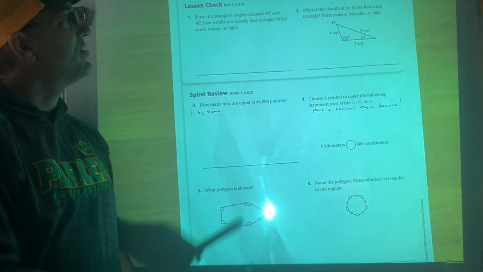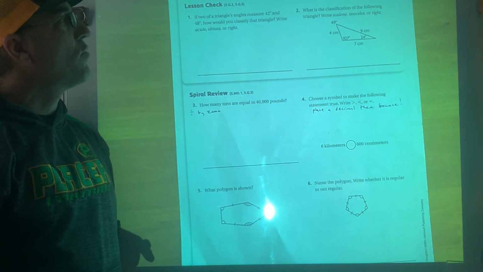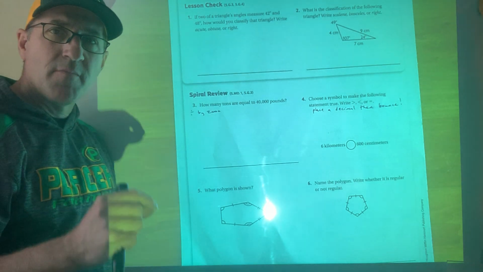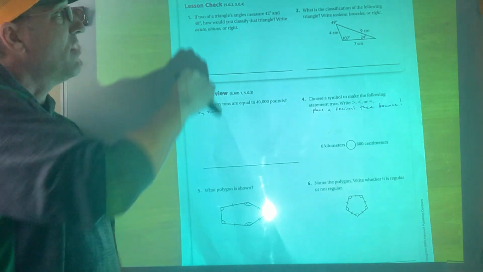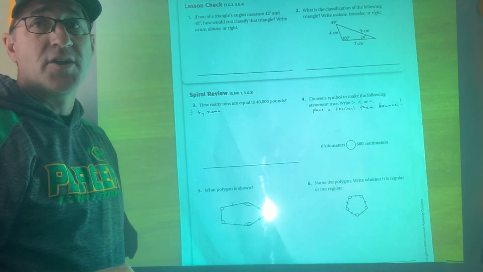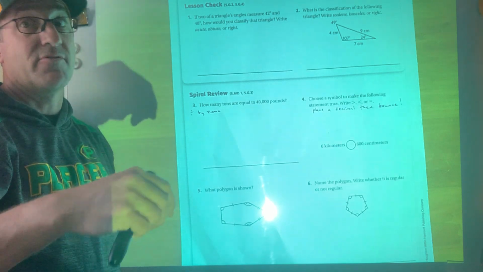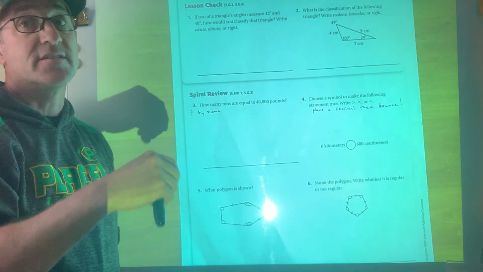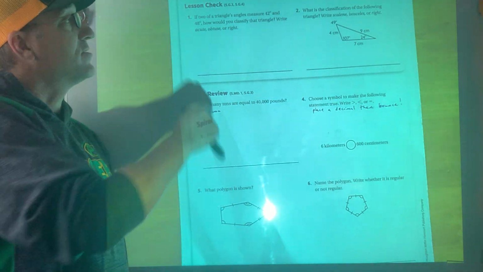So this is an interesting one. If two angles of a triangle measure 42 and 48, how would you classify it? Just remember, every triangle has 180 degrees on the interior angles. So I would add those two together, and then I would subtract it from 180. All right, if you get 90, it's a right angle. If you get something greater than 90, it's obtuse. And if you get something less than 90, all right, it's gonna be acute. Okay, so that's how I would do that.